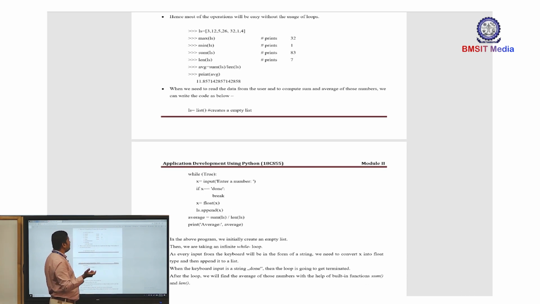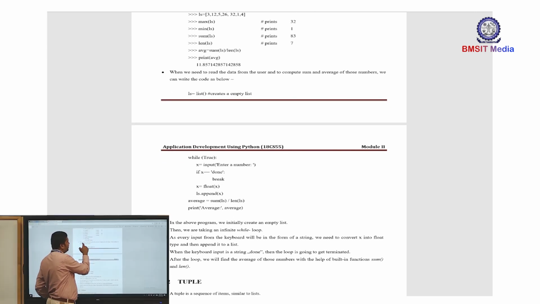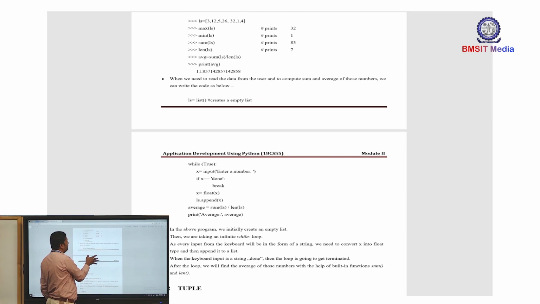Now, how to find the average by using this? Two functions can be used for finding the average: one is sum, one more is len. So sum of ls divided by len of ls will give you the average. Store it in a variable called avg, then print it. The average that you get for this particular list is 11.85.